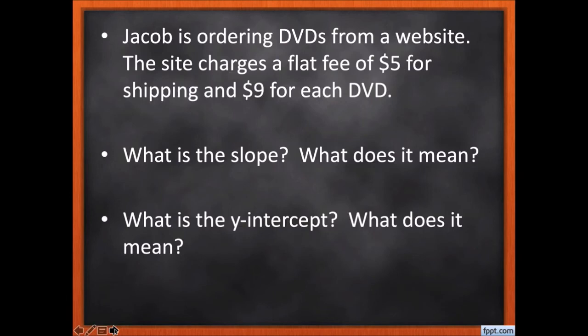And then the last one. Okay, Jacob is ordering DVDs from a website. The site charges a flat fee of $5 for shipping and $9 for each DVD. So, which one is not going to change? The $5. It's a flat fee. That's where it begins. And then $9. In fact, just for ease of graphing, let's change this to $10. That way you can do these by fives.